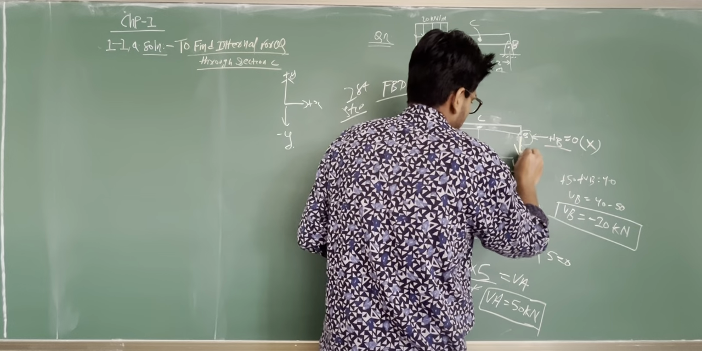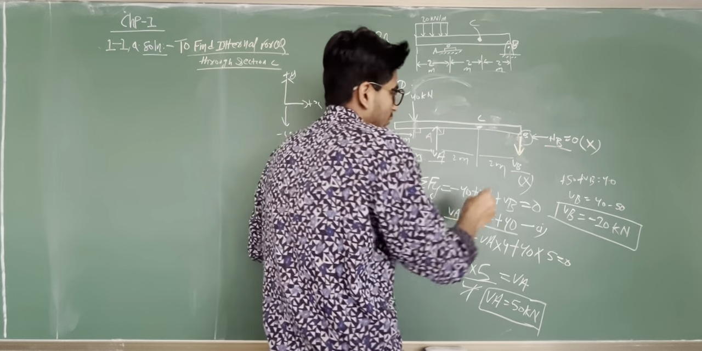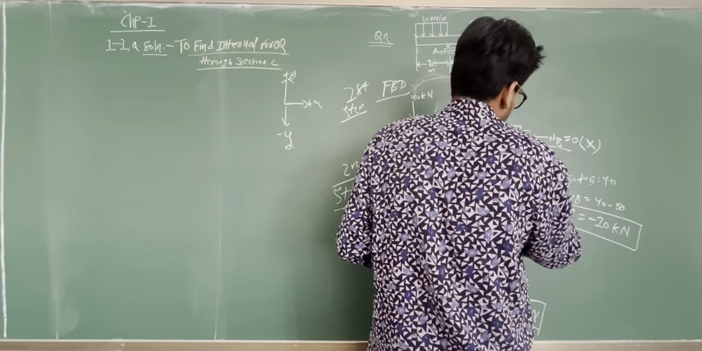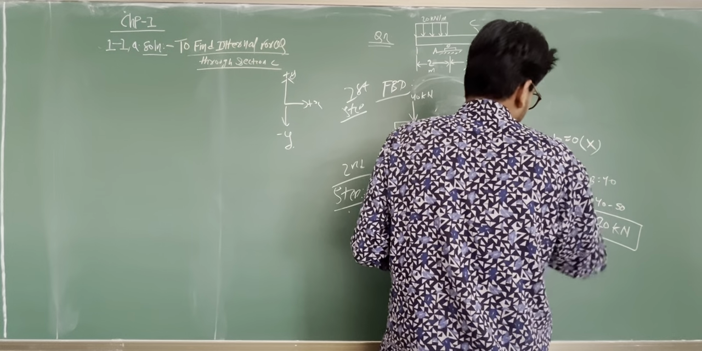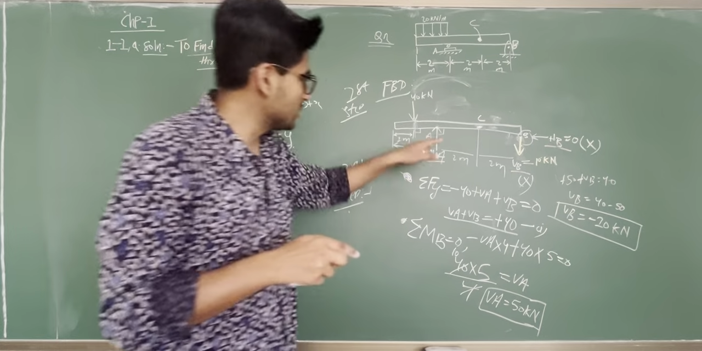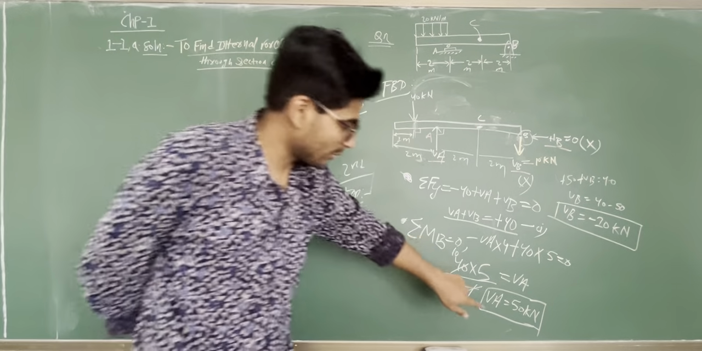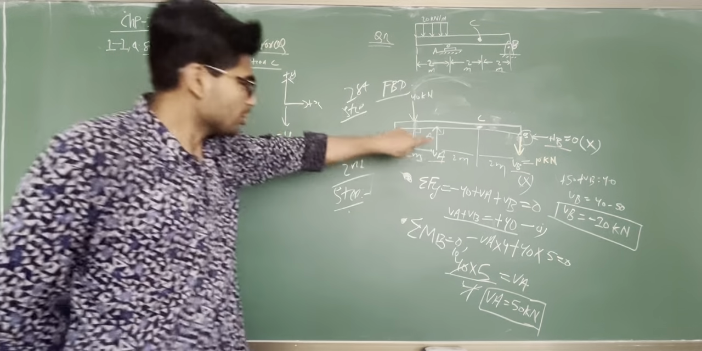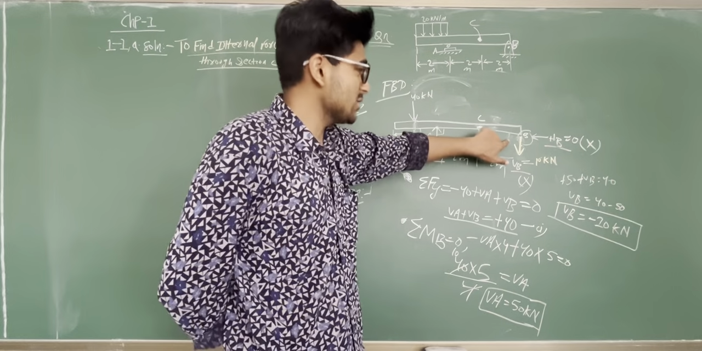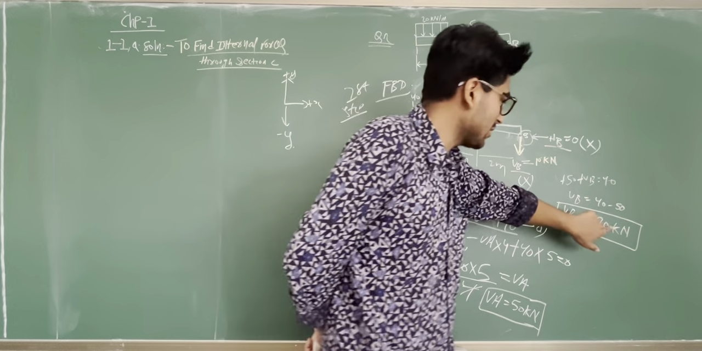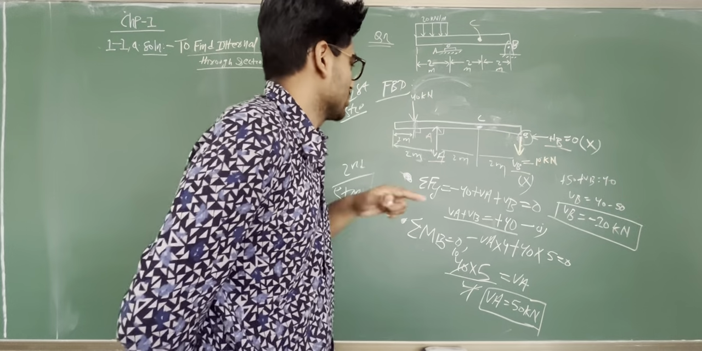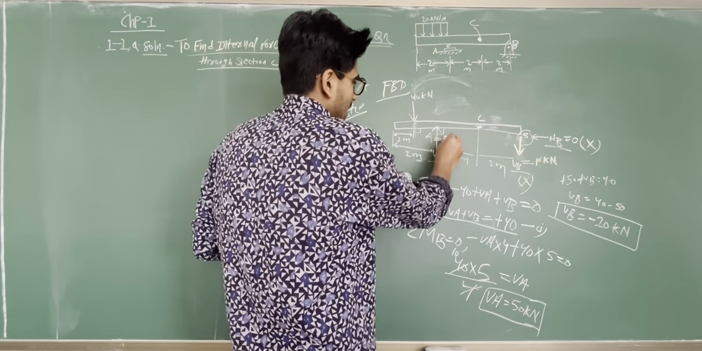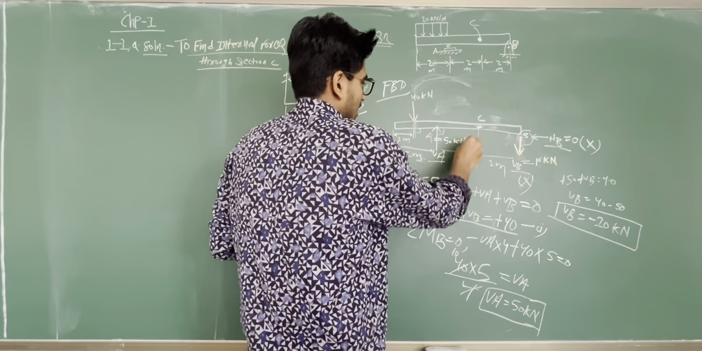So this is P. What we get? VB equals to 10 kilonewton. Since we get the minus, we have to change the direction. Since we supposed this is upward and at the end we also get upward, no need to change direction. But here we supposed this force is upward, but this force comes downward, so we change the direction of that force. What we get here? VA equals to 50 kilonewton.